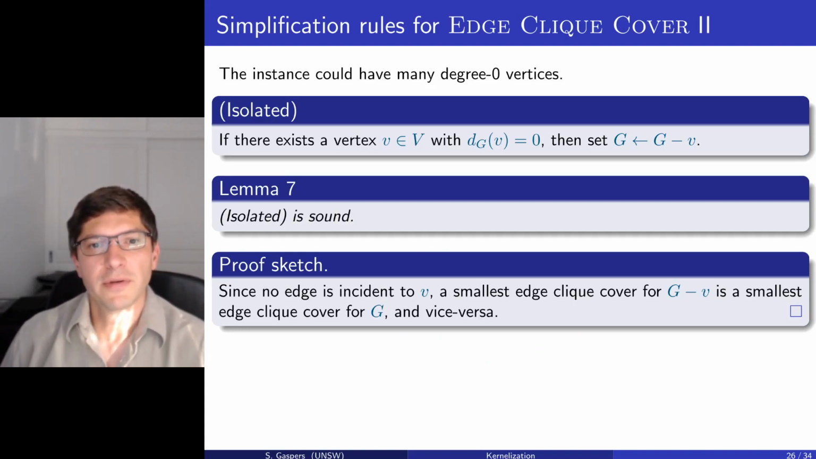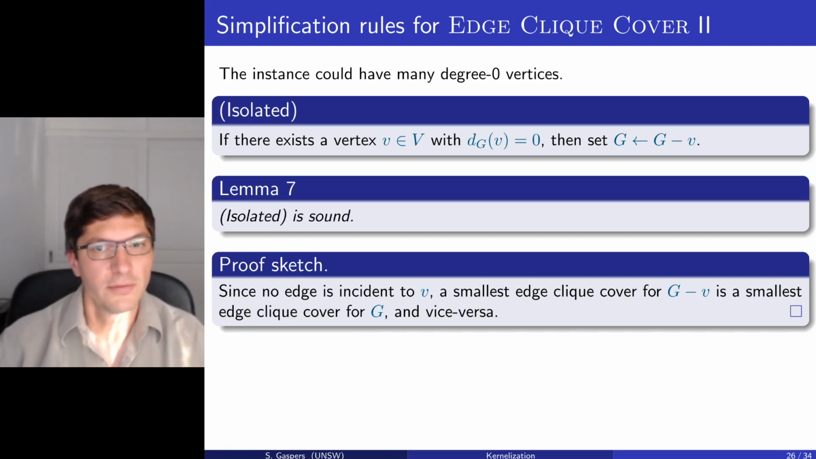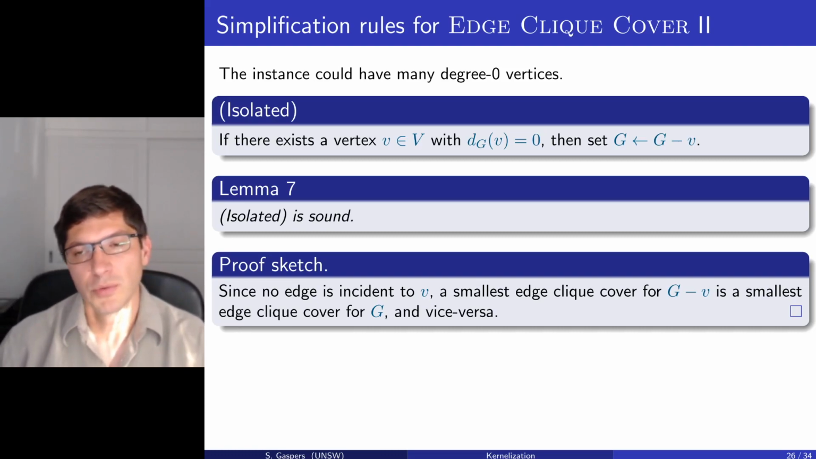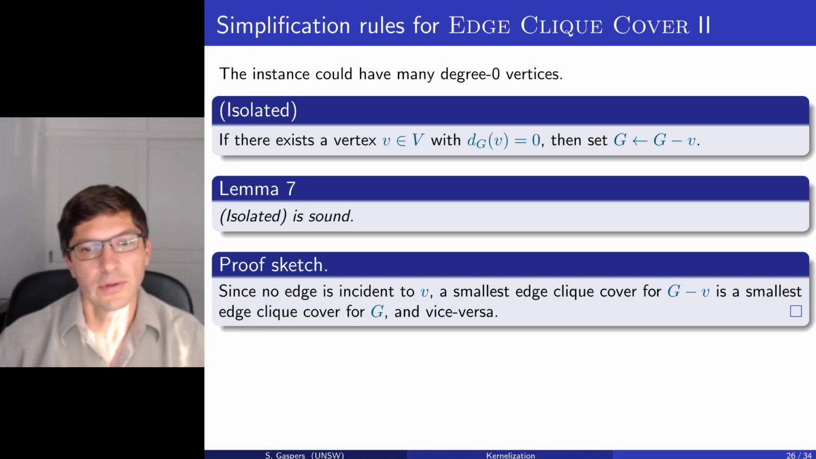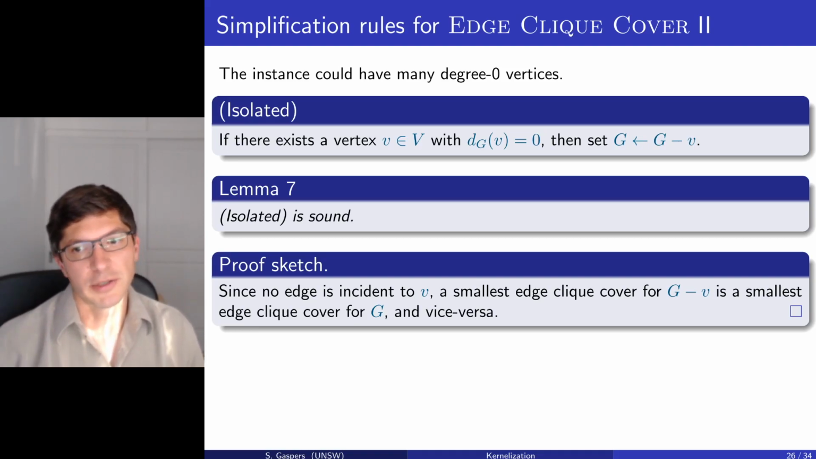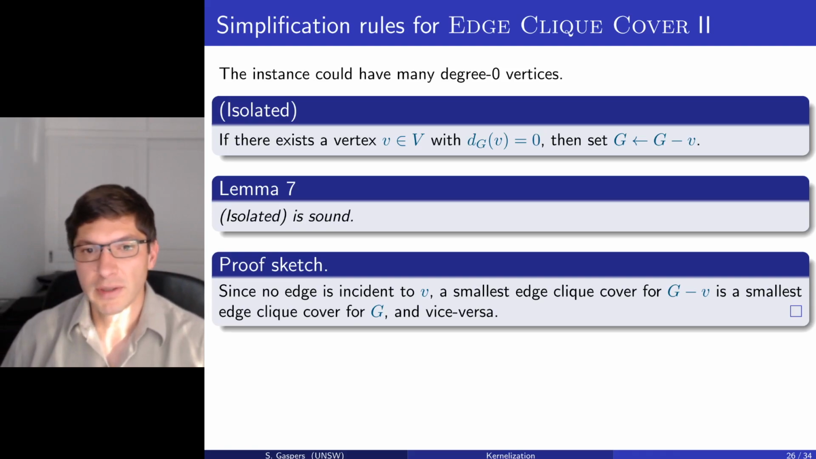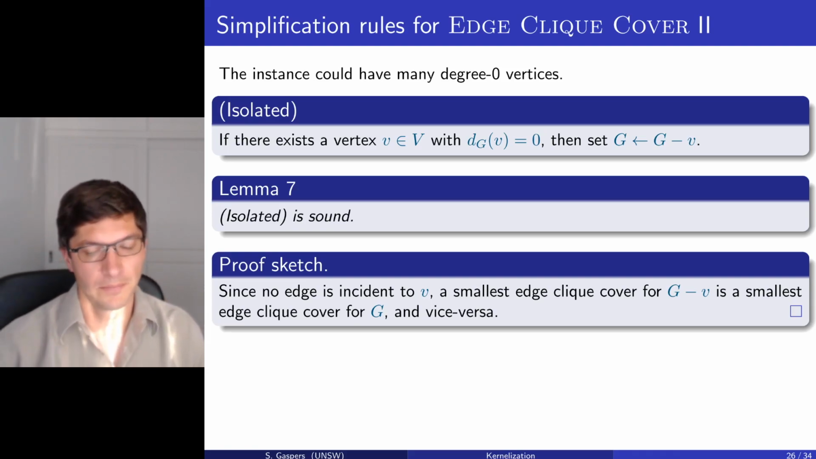So these are our simplification rules. First of all, if there's a vertex with degree 0, we remove it from the graph. That simplification rule is sound because there's no edge incident to that vertex. So a smallest edge clique cover for G minus V is a smallest edge clique cover for G, and vice versa.